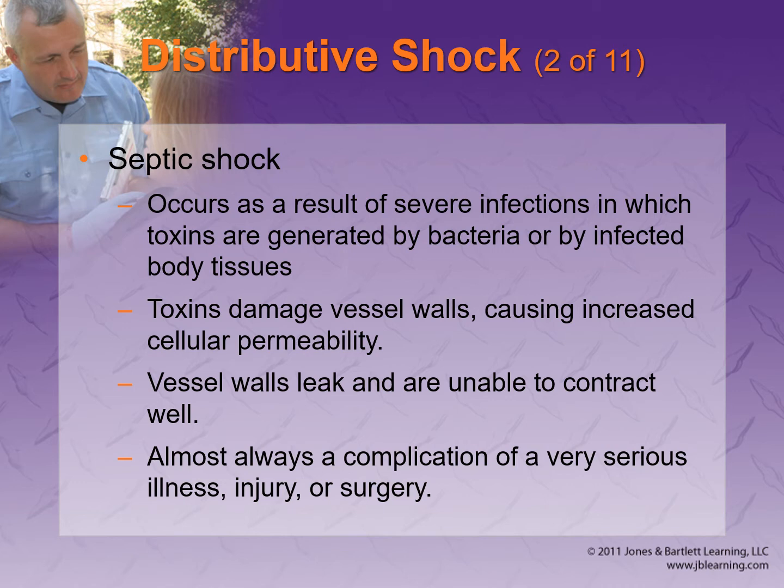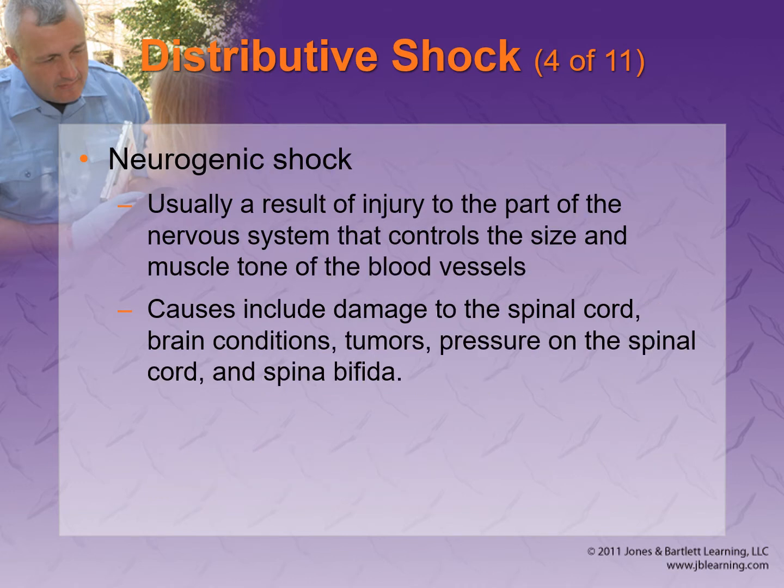So we'll see this with surgeries or illness or even some injuries, like infected injuries. Basically, the buildup of toxins from that infection damages vessel walls and increases cellular permeability, which just means fluid and cells are going back and forth a lot easier, and the vessel walls are not able to contract. And generally, it's always after illness, injury, surgery, something like that.